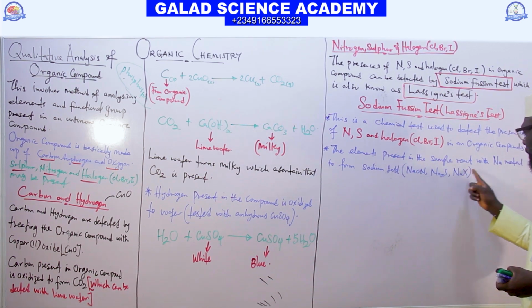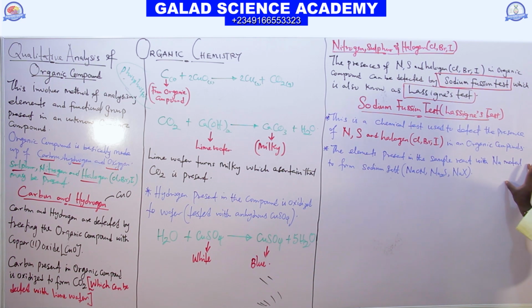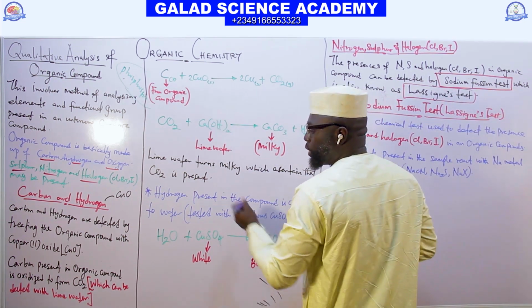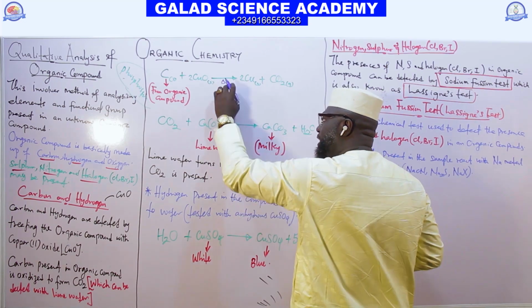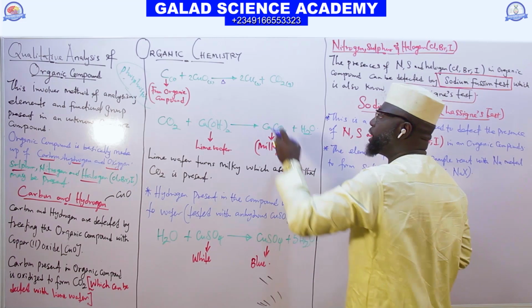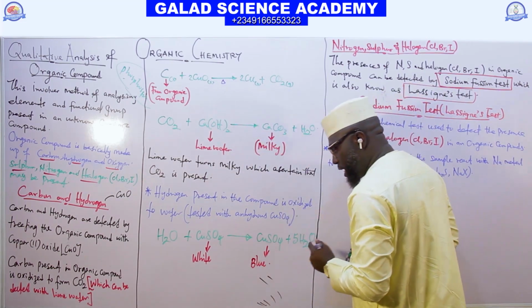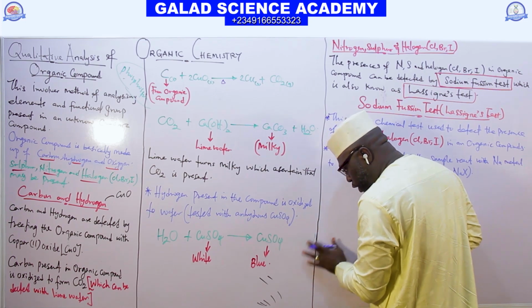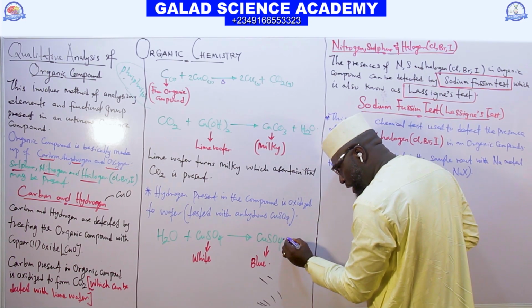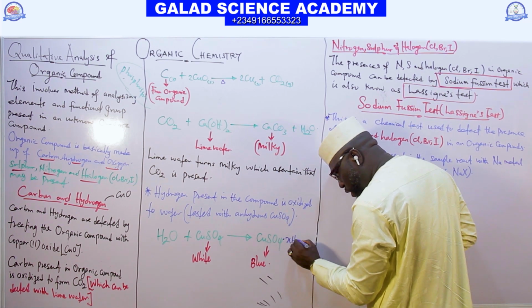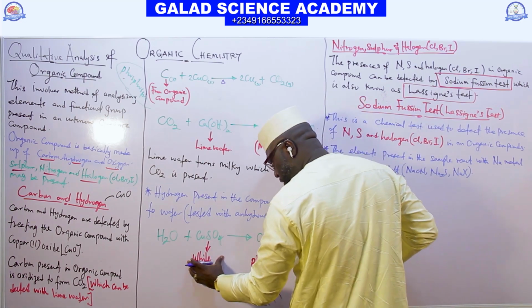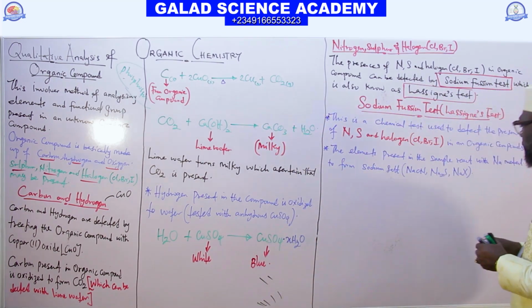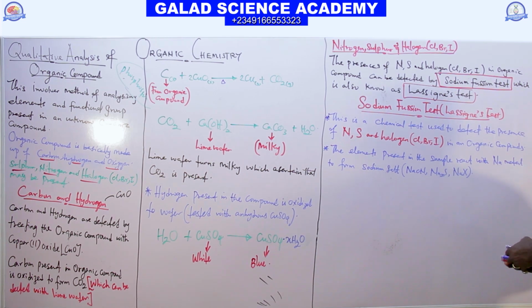So the element present in the sample reacts with sodium metal in the presence of heat. Like I forgot to say here, we have heat here. The heat will make this oxidize to this. And this copper should be anhydrous, not the hydrated one, which will be blue. So the element reacts with sodium to form sodium cyanide, sodium sulfide, and sodium halide.